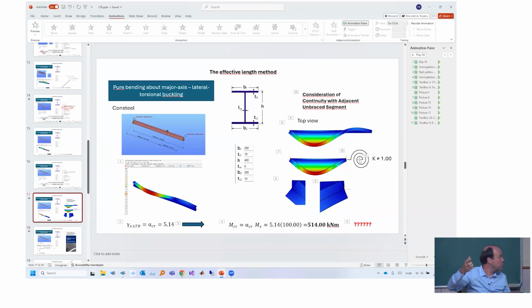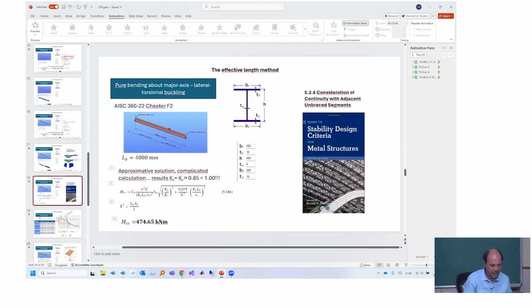This spring value is the neighbor element, the lateral bending stiffness of the neighbor element. Obviously, if I put a value into my model, my critical stress will be higher. But how to calculate the spring, it's not easy. But if you use Constant, there's no need even for that. You just build a model, and then you calculate it, okay?